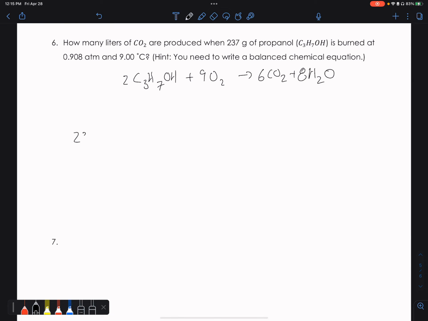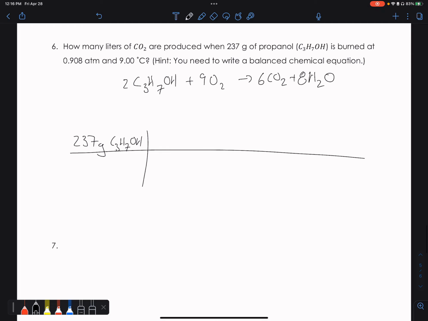Now we can start out with this 237 grams of propanol, C3H7OH, and we can start out by doing some stoichiometry. So the goal here for any problem like this, because it's asking how many liters of CO2 would be produced, that's a different compound than propanol. So we need to convert from one compound to another compound. That means we're going to use stoichiometry. That means that we're going to use this balanced chemical equation.